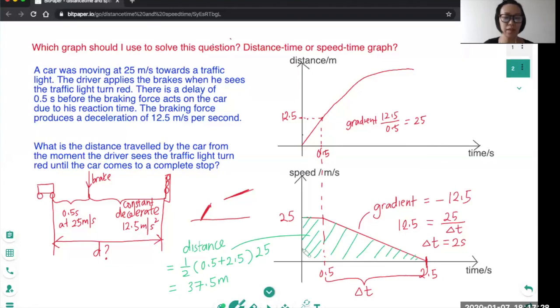So in this case, you can tell that speed time graph is really useful because you could fit in the number of the acceleration inside, because the acceleration is represented by the gradient of the graph of the speed time graph, and the area under graph of the speed time graph would give you the distance traveled. So in this case, the speed time graph is actually a lot more useful.